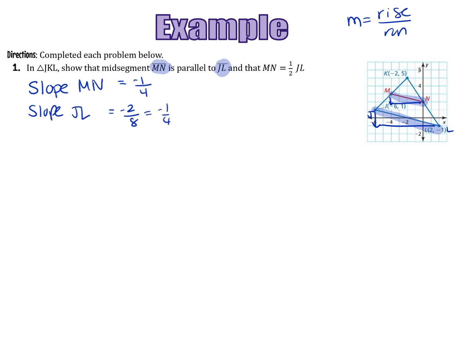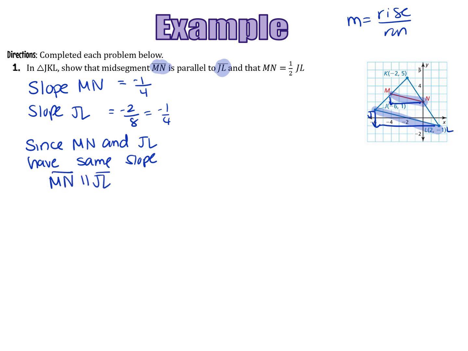So since MN and JL have the same slope, we can conclude that MN as a segment is parallel to JL as a segment. Let's actually just make all of these segments. There we go. So to show that the lines are parallel, we're simply going to show that they have the same slope.